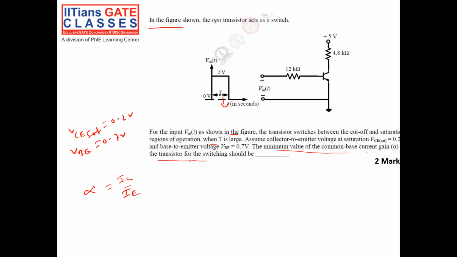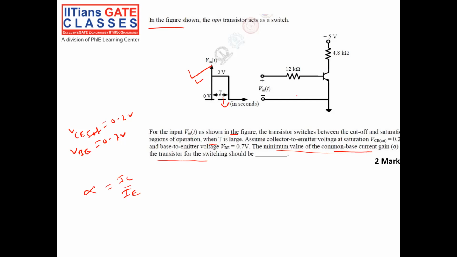Of the transistor should be. So what is it asking? We have to select which kind of transistor so that for this particular input it will behave like a proper switch. What does it mean? When the input is high, 2 volt, it should go to saturation. So for that, the transistor should have how much minimum common base current gain alpha? We have to select a transistor of minimum what value of alpha so that for the input voltage I am applying, it will go to saturation.